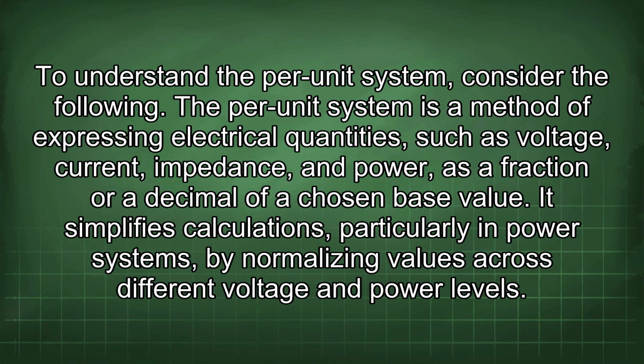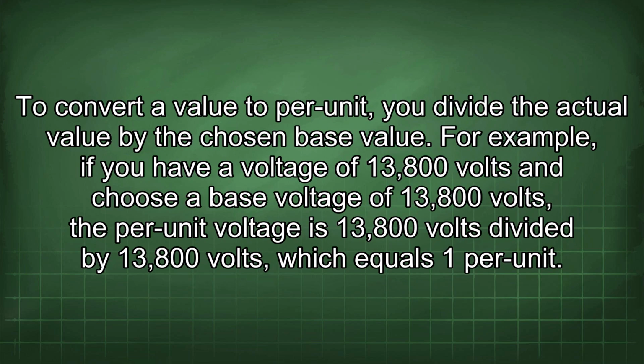The per-unit system is a method of expressing electrical quantities such as voltage, current, impedance, and power as a fraction or a decimal of a chosen base value. It simplifies calculations, particularly in power systems, by normalizing values across different voltage and power levels. To convert a value to per unit, you divide the actual value by the chosen base value.